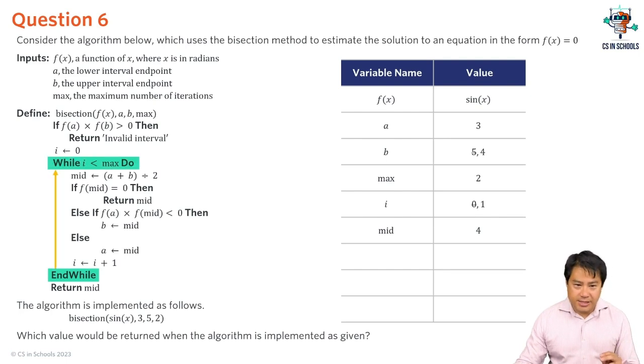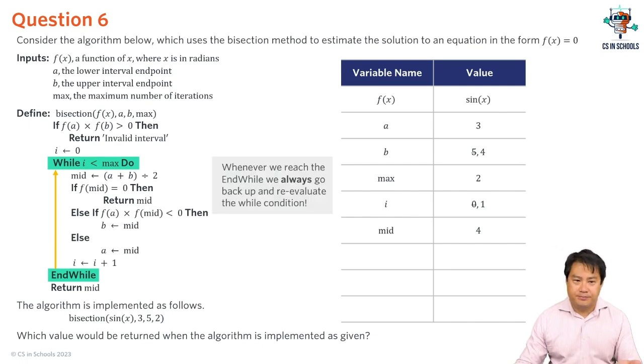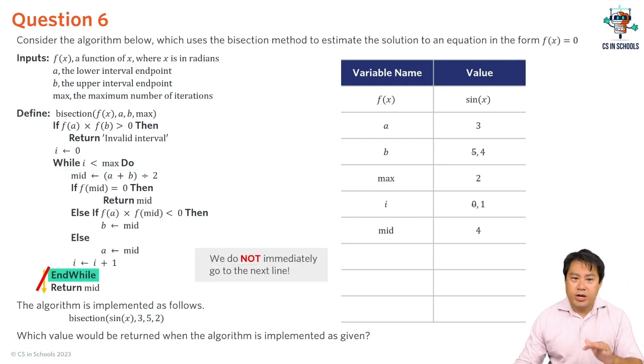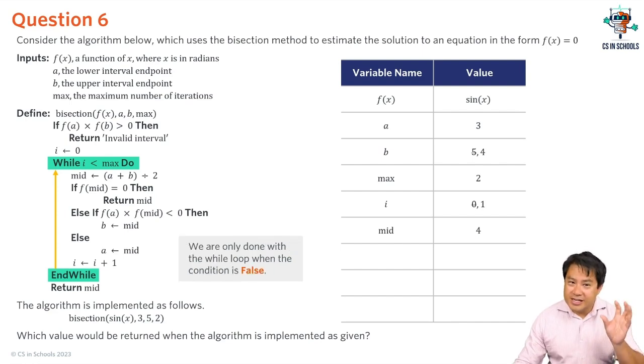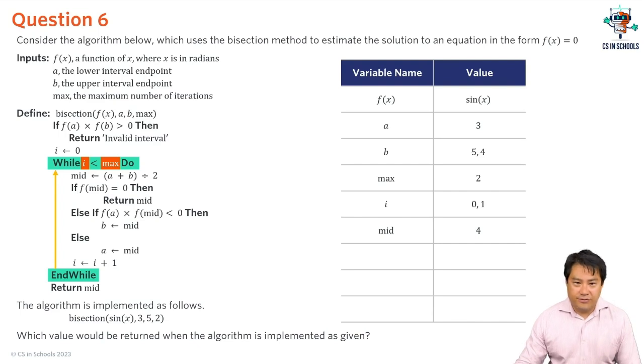What end while means is that we go back up to the condition and we reevaluate it. Okay? So we go back up and we reevaluate that while condition, and if it's true, we go back into the while loop. We do not go to the next line. So end while does not mean we jump to the next line and we're finished with the while loop. The only time we're done with the while loop is when that condition is false. So end while just means go back up, reevaluate the condition. Only when it's false do we end. If it's true, we go back in. So let's go back up, reevaluate that condition.